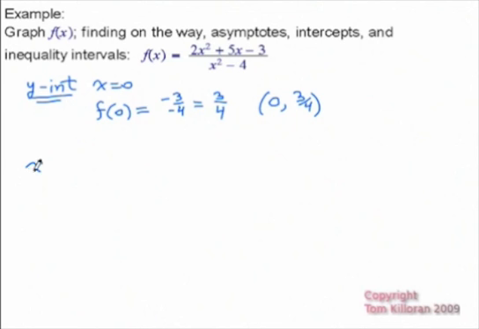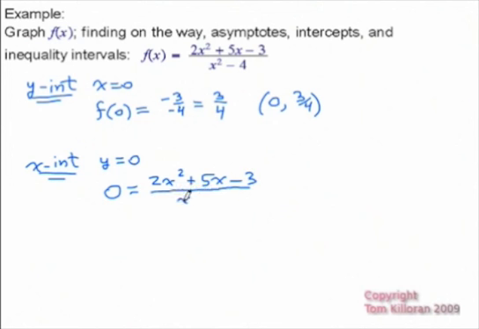And then x-intercepts, we're going to let y equal 0, or f of x equals 0, so we're going to get 0 is equal to 2x squared plus 5x minus 3, all over x squared minus 4. Of course, the first step of solving this equation is to multiply both sides by x squared minus 4. When you multiply this side by x squared minus 4, it just goes away, so we're just left with the quadratic equation, 2x squared plus 5x minus 3 is equal to 0.